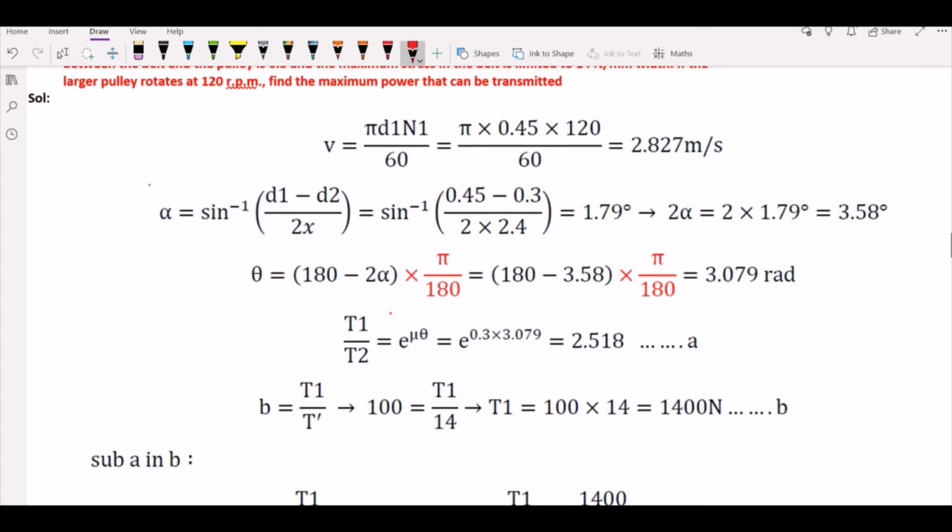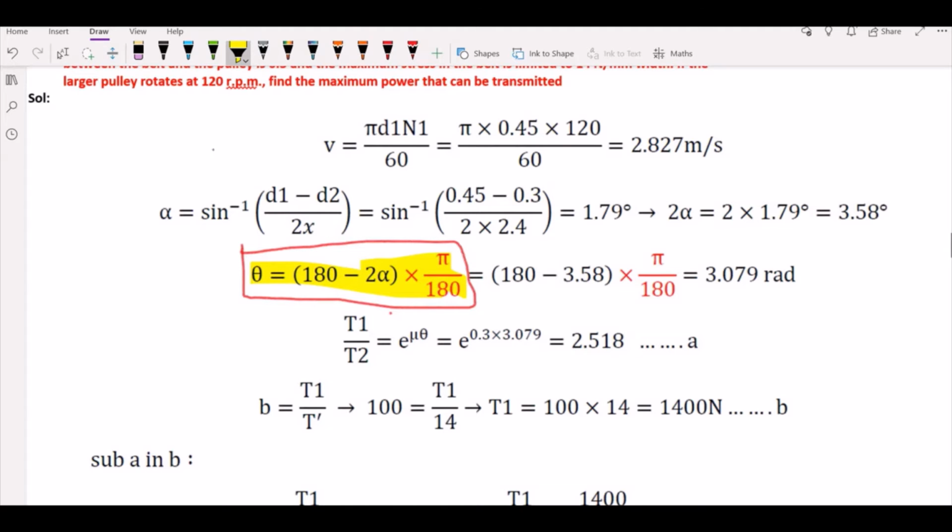What is this relation? This is very important, the alpha value. The angle of wrap, theta, is not given in the problem. If theta is not given, this is the relation to calculate it: theta is equal to (180 minus 2 alpha) into pi by 180. This is for open belts. For cross belts it is 180 plus 2 alpha. This is another important relation, please try to remember.